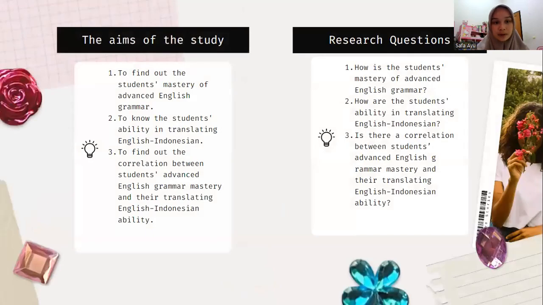And then the aims of the study. The first one, to find out the students' mastery of advanced English grammar, and then to know the students' ability in translating English Indonesian. And then the third one is to find out the correlation between students' advanced English grammar mastery and their translating English Indonesian ability. And then the research questions are the first one.